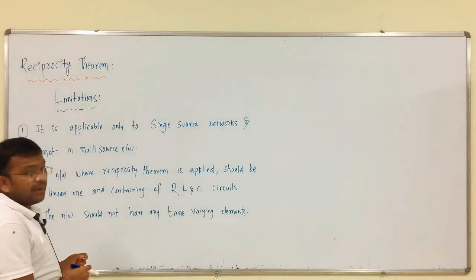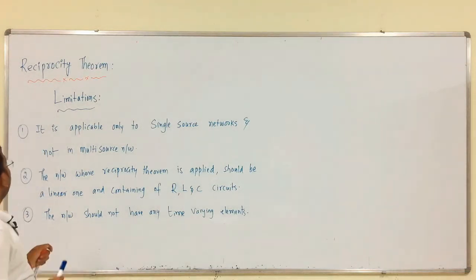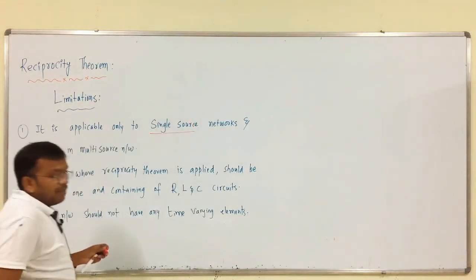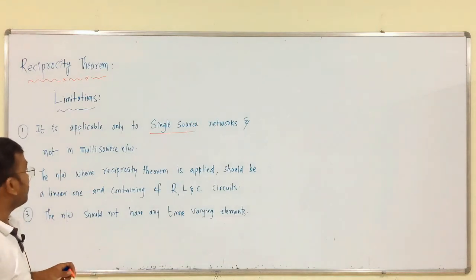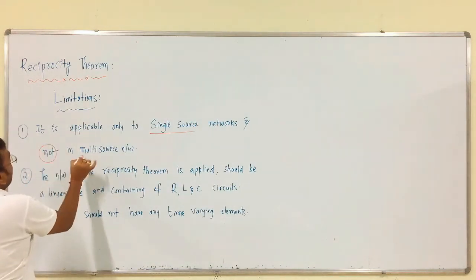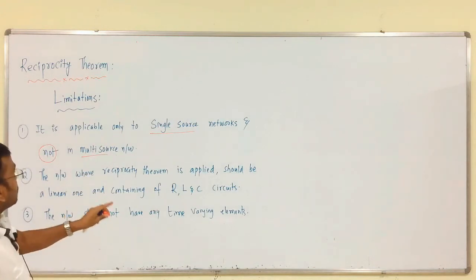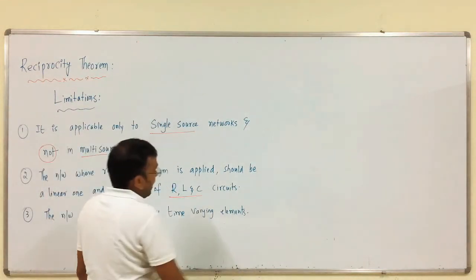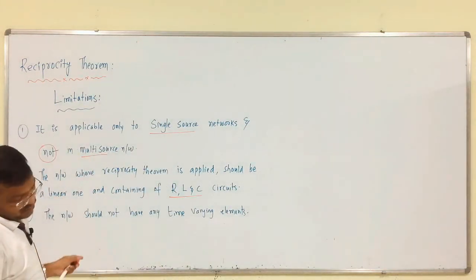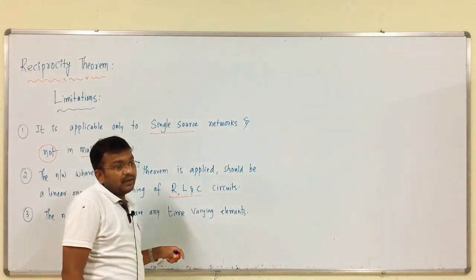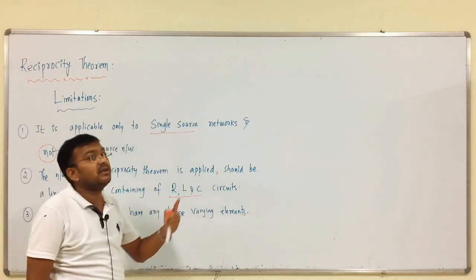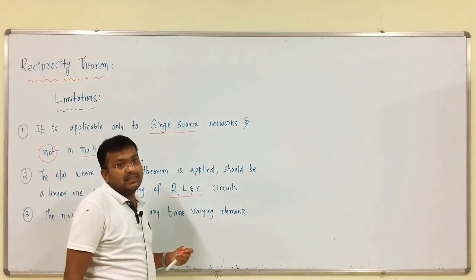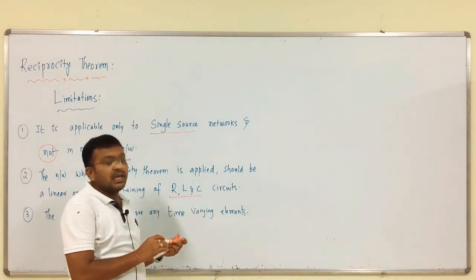Next, we will discuss some limitations of reciprocity theorem. So, it is applicable only to single source networks, not for multi source networks. The network where reciprocity theorem is applied should be a linear one, containing R, L and C circuits only. So, that is why it should be stated in the statement, in a linear passive bilateral network. The network should not have any time varying elements. So, these are the limitations for this reciprocity theorem.